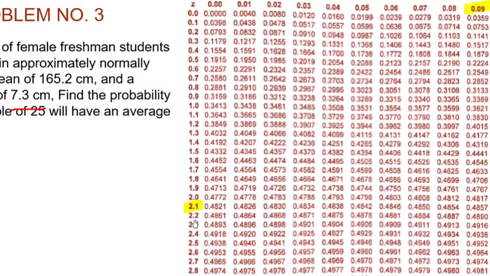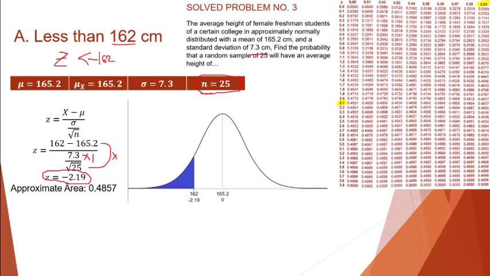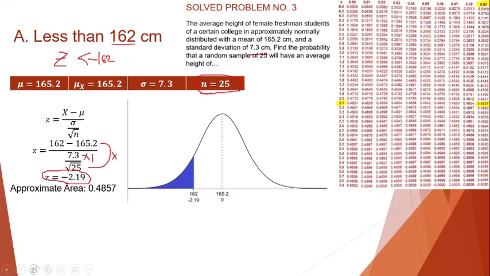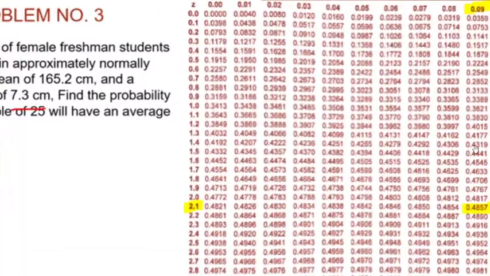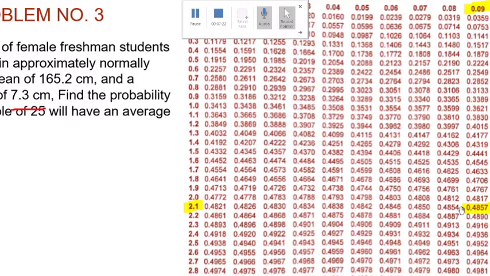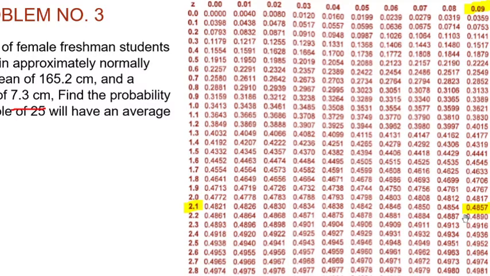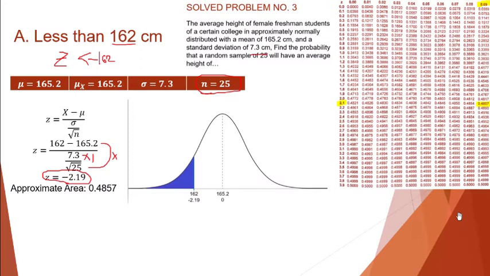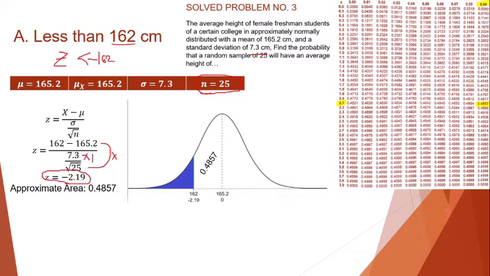Hahanapin nyo yung first two, the ones and the tens value. And then, it's the hundreds place. Now, what can we do next? Now that our approximate area is 0.4857 or 4,857 over 10,000. Now, ito yung approximate area.